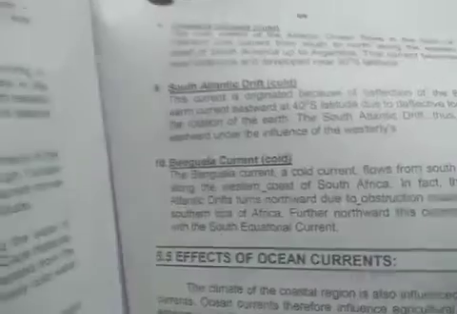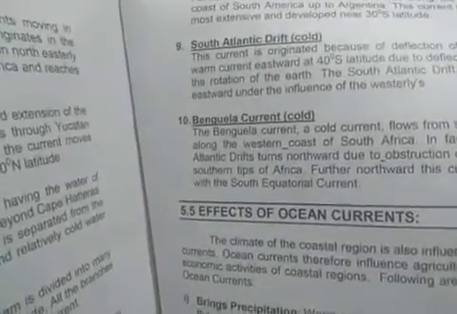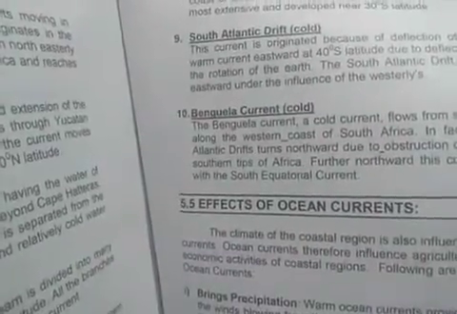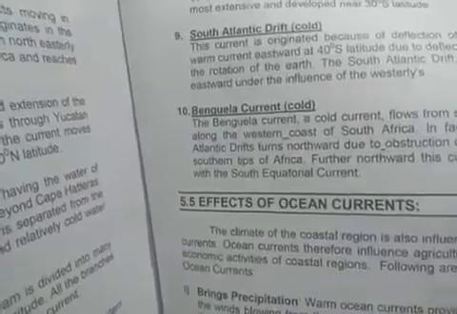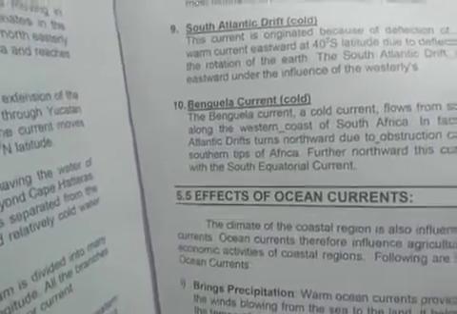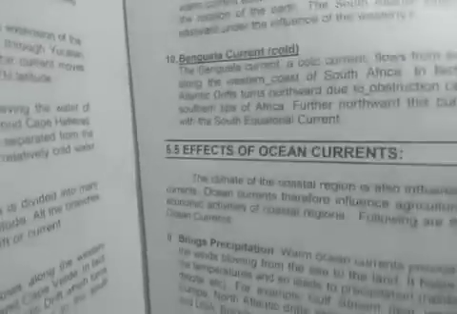10. Benguela Current, cold. The Benguela Current, a cold current, flows from south to north along the western coast of South Africa. In fact, the South Atlantic Drift turns northward due to obstruction caused by the southern tip of Africa. Further northward, this current merges with the South Equatorial Current.